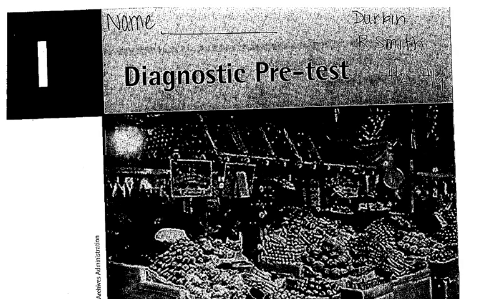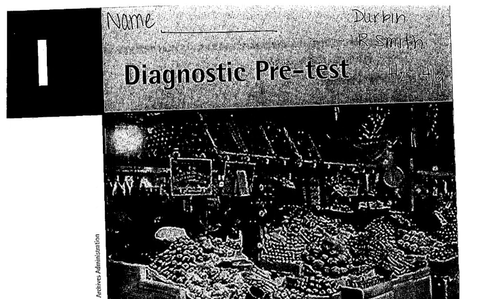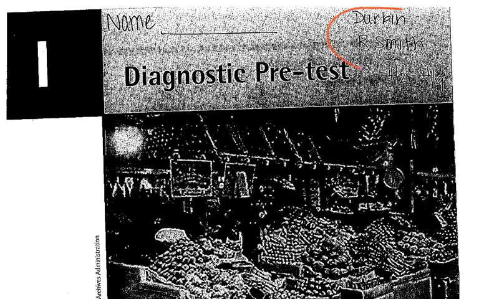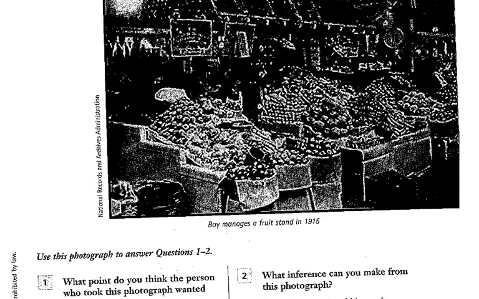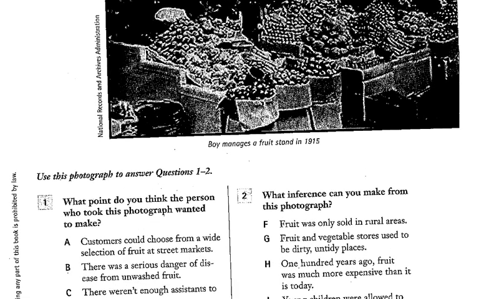So first thing, diagnostic pretest. Make sure that you are circling if you have Mrs. Durbin or R. Smith, and make sure your name is on every single paper. Okay, so first thing you have to do is look at this picture. It's about a boy who manages a fruit stand in 1915. And you guys can see that picture a lot better than I can. I might have to go get my packet to look at.